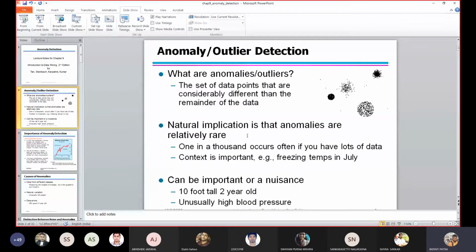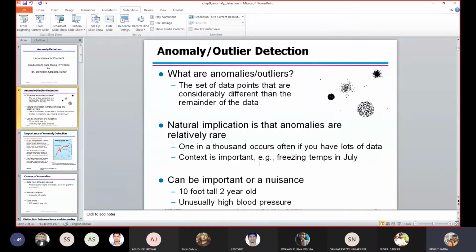So the natural implication is that anomalies are relatively rare. As you see, the number of points in this dense region may be 1,000 or let's say 10,000 points. But in this region there are only 2 points. Therefore the natural implication is that anomalies are relatively rare points in the data. Here it is also important.